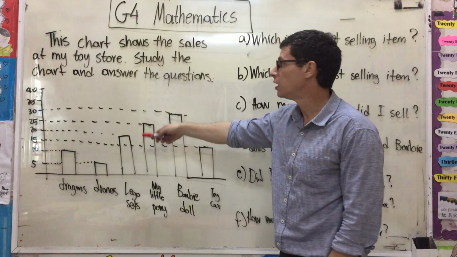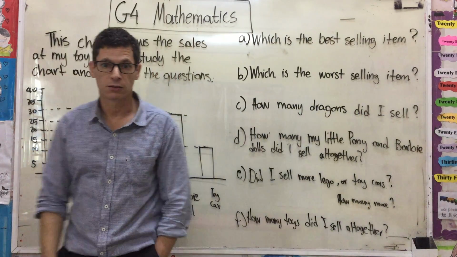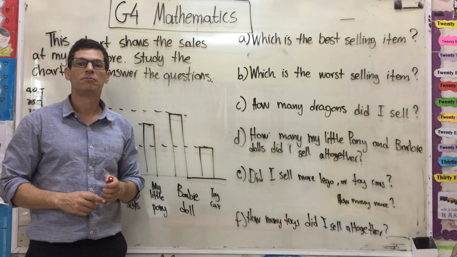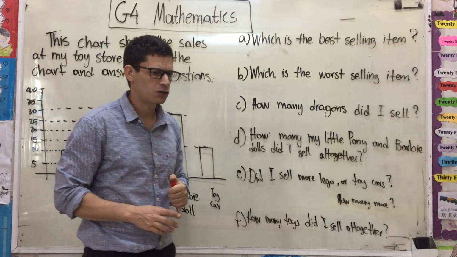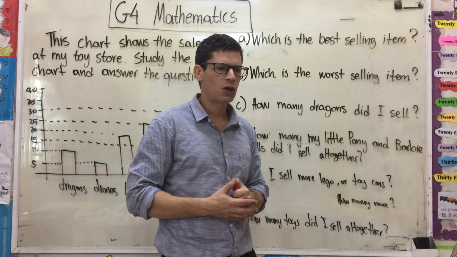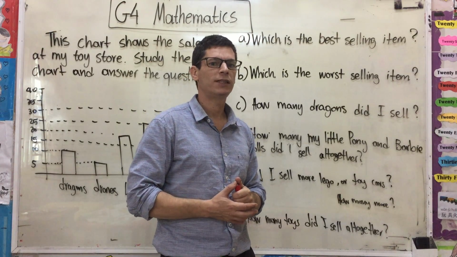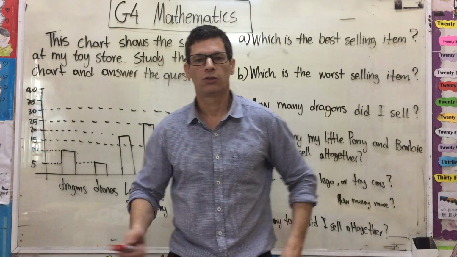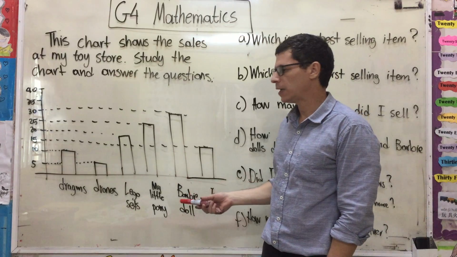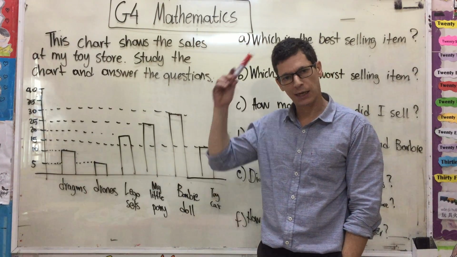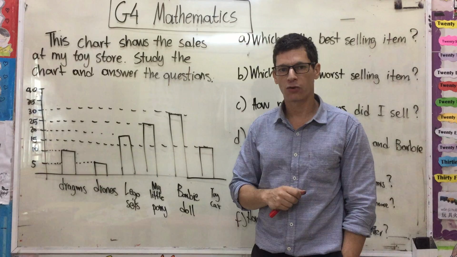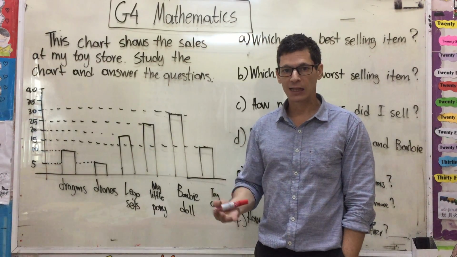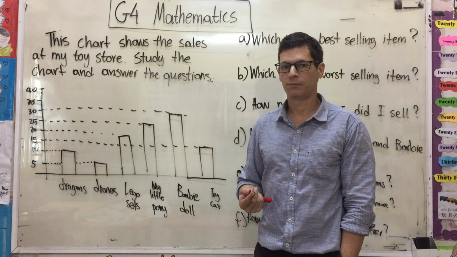We have this chart and we have to answer 6 questions. Question A says, which is the best-selling item? Sir, you said you have a toy store. Which toy is the one that sells the best? Which is your best seller, your best-selling item? So, which one is it? Do I sell more dragons? Do I sell more Legos? More toy cars? Which toy is the one that sells the most at my shop?